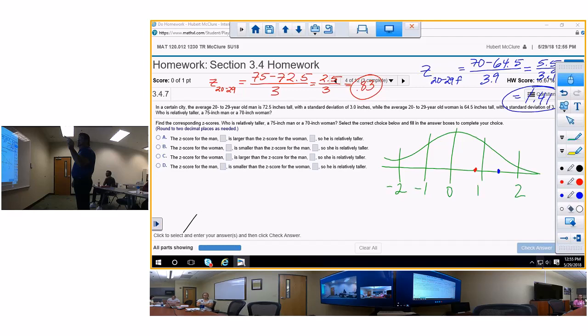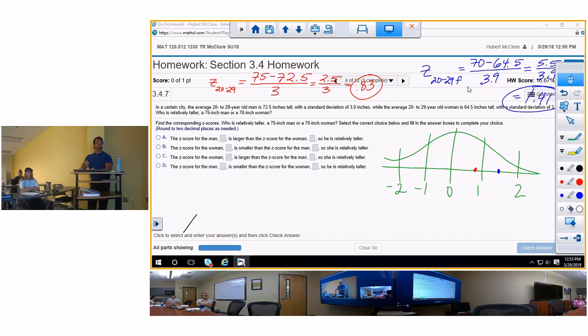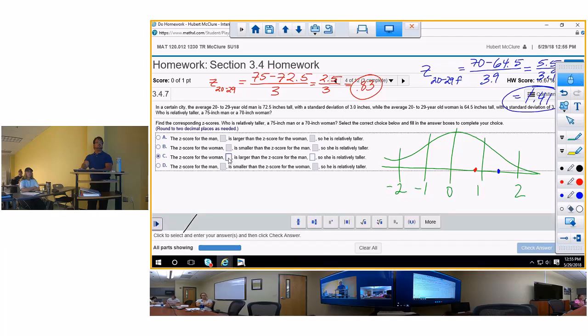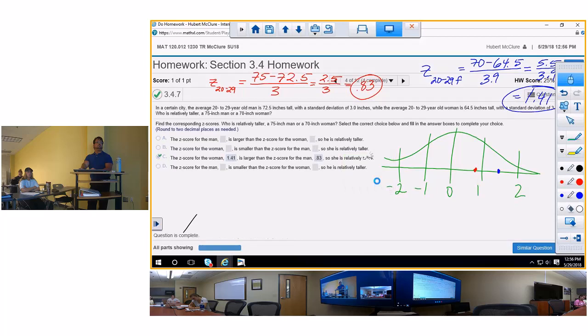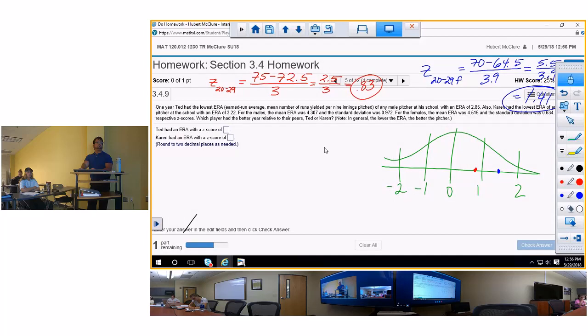So I'm going to pick C, and I'm going to plug in 1.41 and 0.83. Correct? And we feel good about ourselves. All right, try that one.